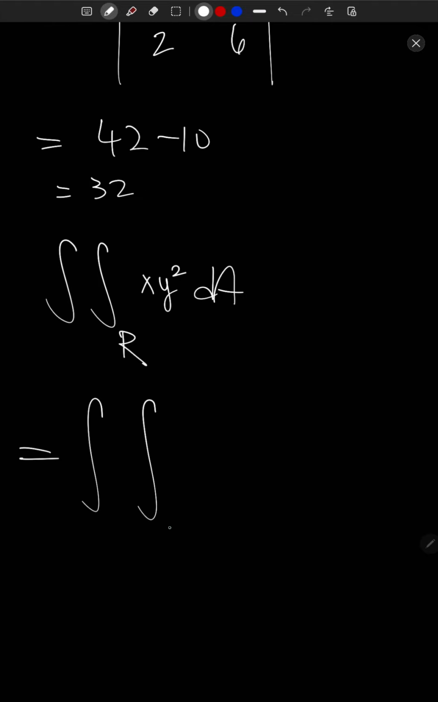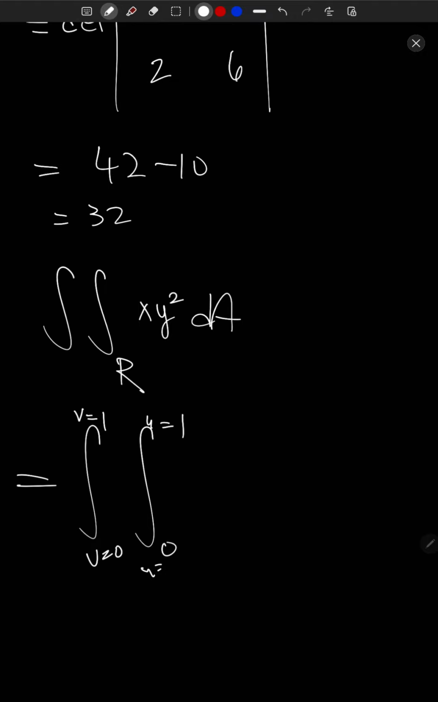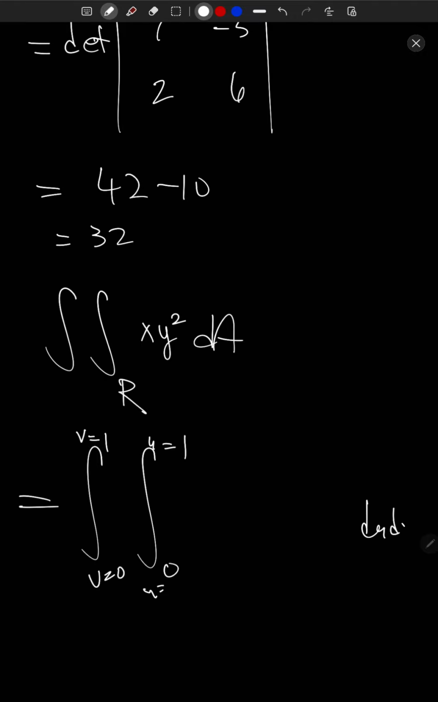Well, it's going to be 0 to 1, u equals 0 to 1, v equals 0 to 1, right? We've already established that. Well, we constructed our mapping to do exactly this, right? Du dv, right? And then we have the kind of correction factor, which is 32, all right? And then we have to convert the x into y, right?